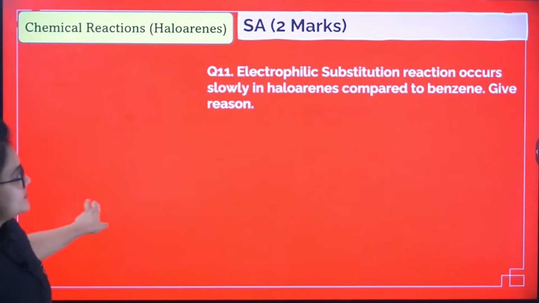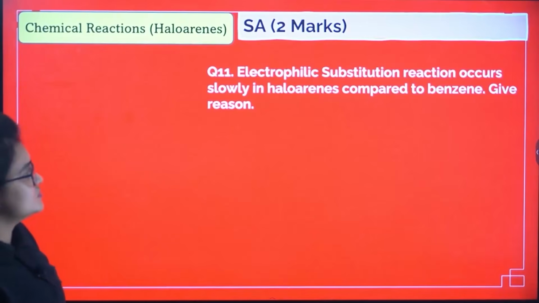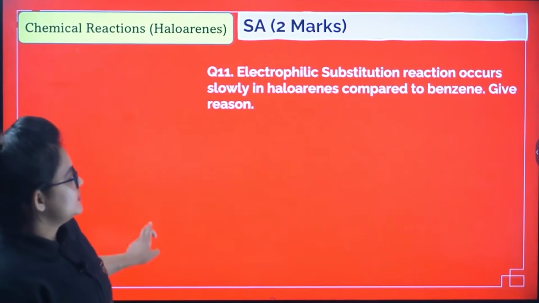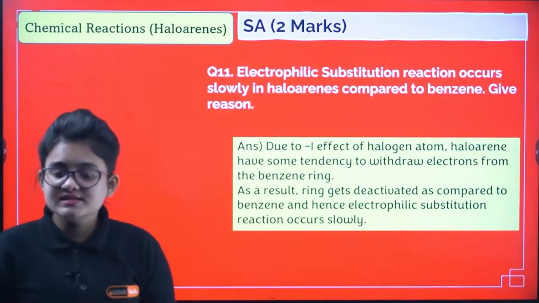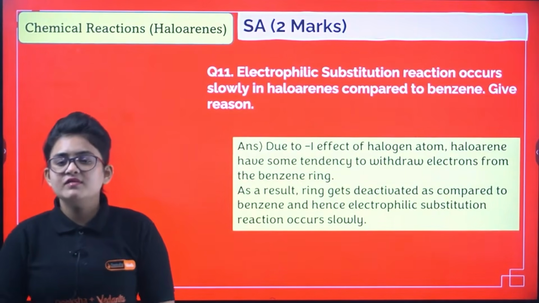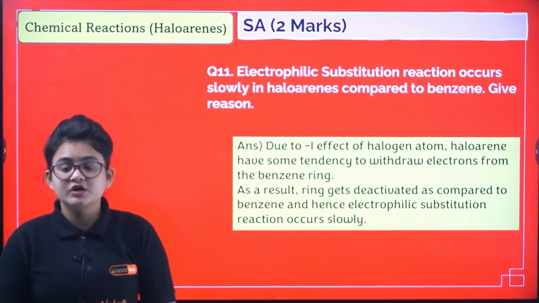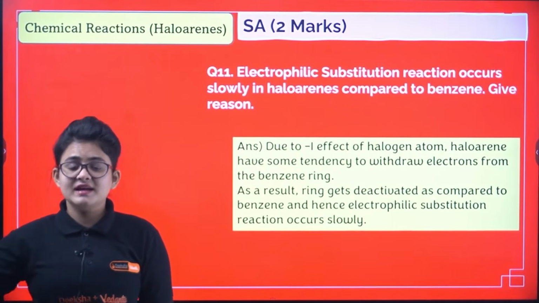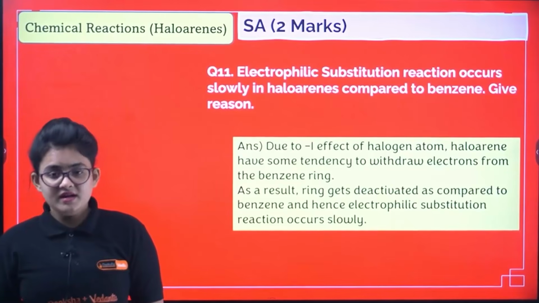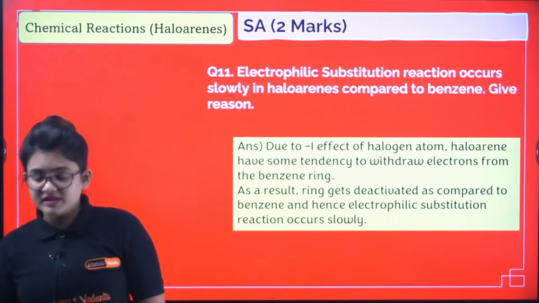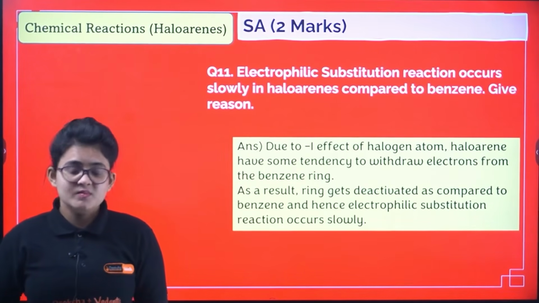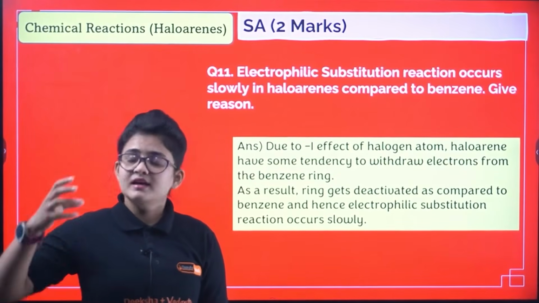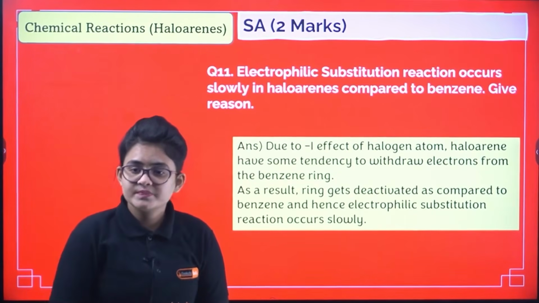Okay, let's proceed. Electrophilic substitution reaction occurs slowly in haloarenes compared to that of benzene. So basically what happens, due to the minus I effect, haloarenes have more tendency to withdraw electrons from the benzene ring, right? As a result of this, the ring gets deactivated. So once the ring gets deactivated, why will the electrophile attack over there? But in benzene there is nothing to deactivate the ring, so the electrophile can simply come and attack over there, right?